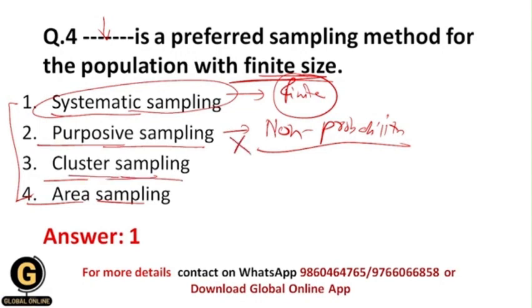Now cluster sampling. As I have told you earlier, within cluster sampling the population is heterogeneous, and as well there are lots of people under the population.